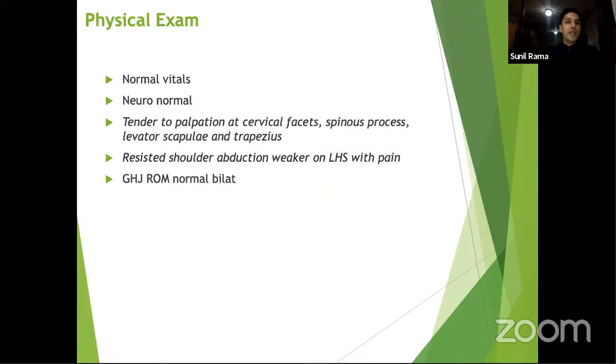Physical examination, she had normal vitals. The neurological examination was normal. She was tender to palpation at the cervical facets, the spinous process, the levator scapulae, and the trapezius muscles. Upon resisted shoulder abduction, she was slightly weaker on the left-hand side, and she had pain upon doing that test. Her glenohumeral joints, the shoulders, the range of motion there was absolutely perfect bilaterally.